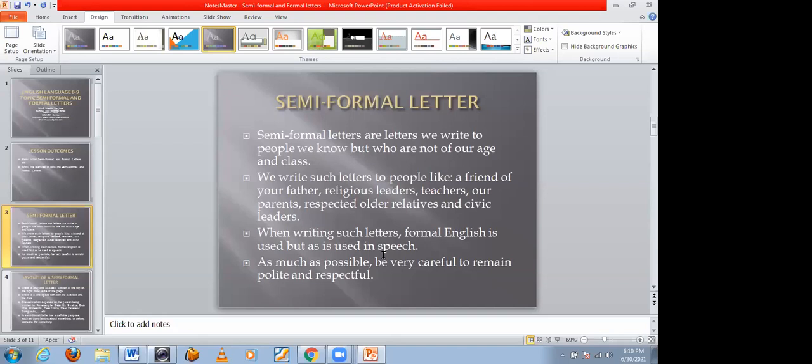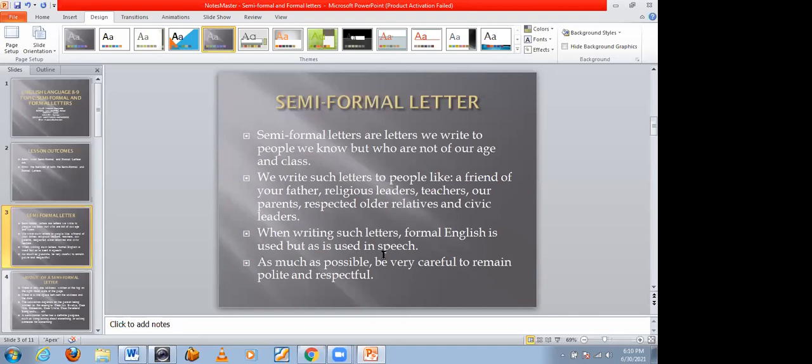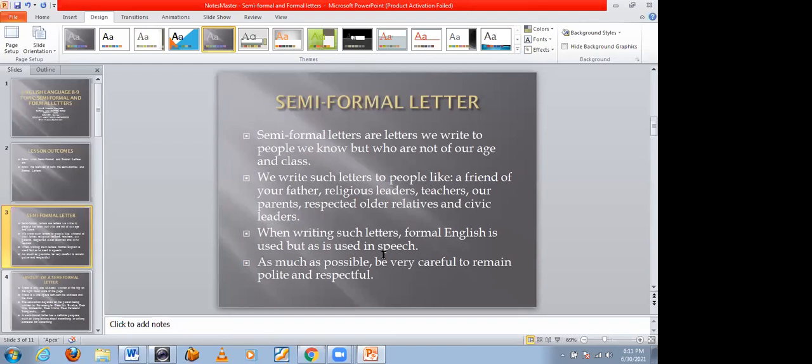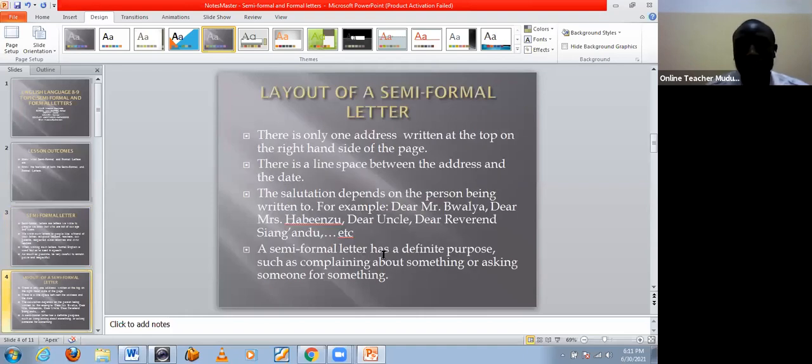Now, when writing such letters, formal English is used. Remember last week when we were looking at an informal letter, we talked about language, that you use the language that you use with your friend when you're at play. But for this one, you're supposed to use formal English. So as much as possible, as you are writing semi-formal letters, you remain polite, because you are writing to somebody who's older than you are. So you need to be respectful in the language that you're using.